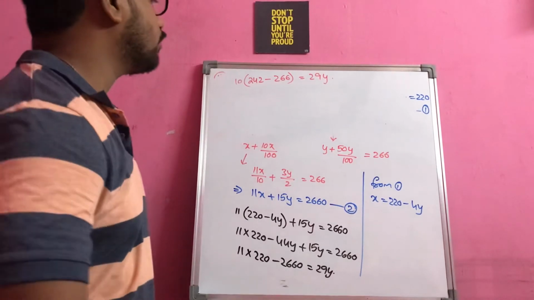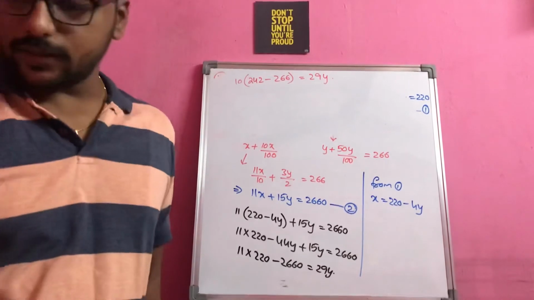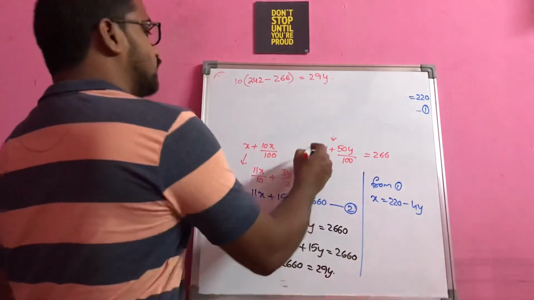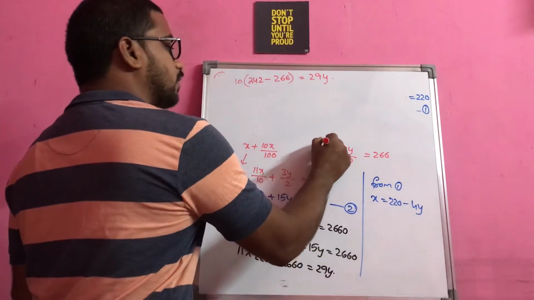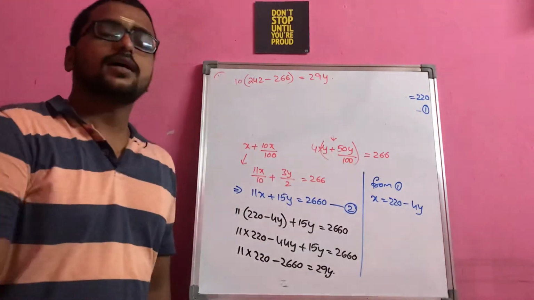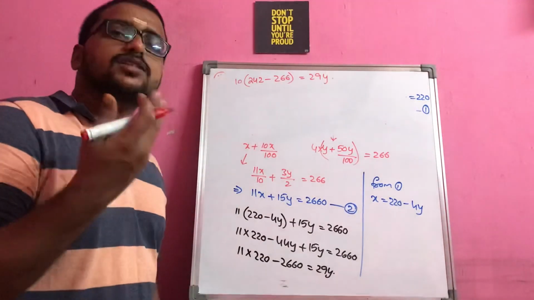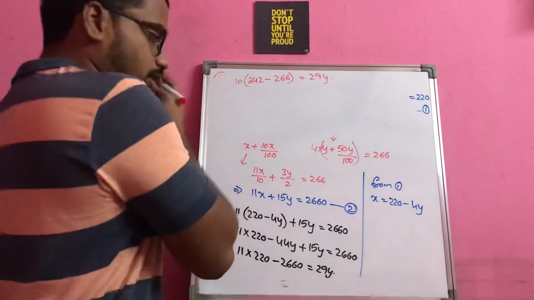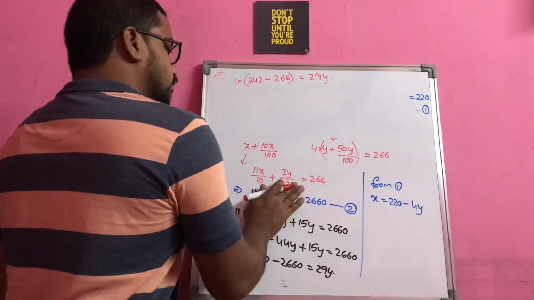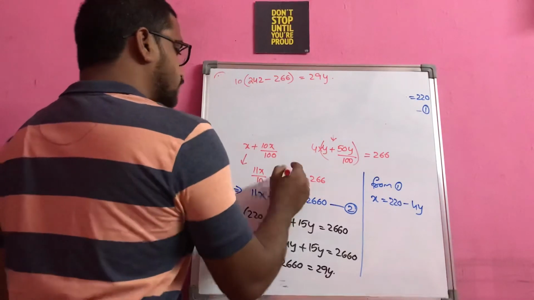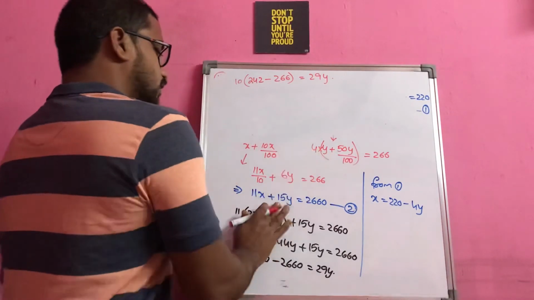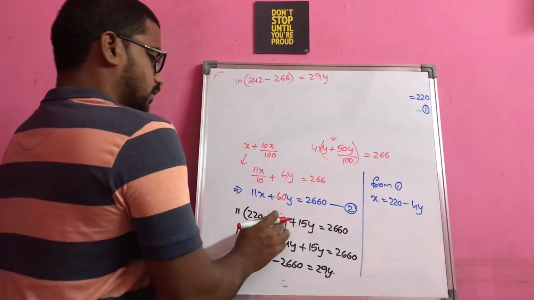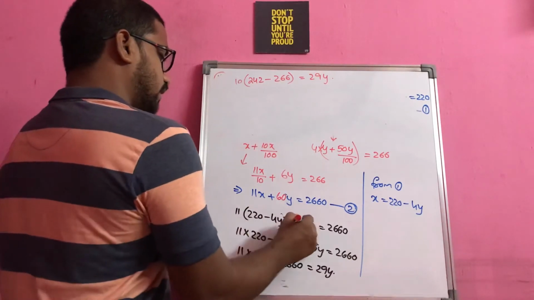Now you see here, we left out one small thing: the cost would be 266, which means this will become 4 times, because they bought 4 kgs of sugar. 4 kgs of sugar they bought, so this will be 4 times. We forgot that 4 here. So this is 4 times 6y, which will become 24y. So this is 60y.